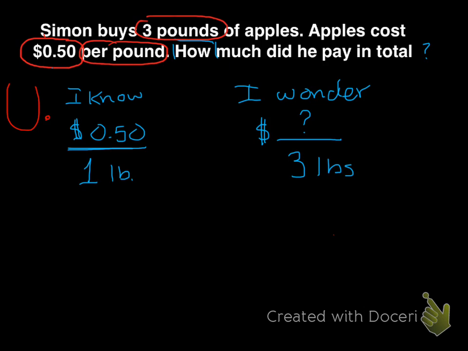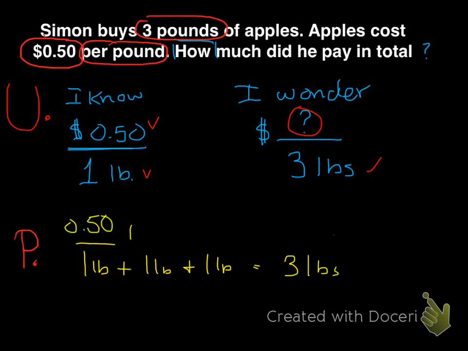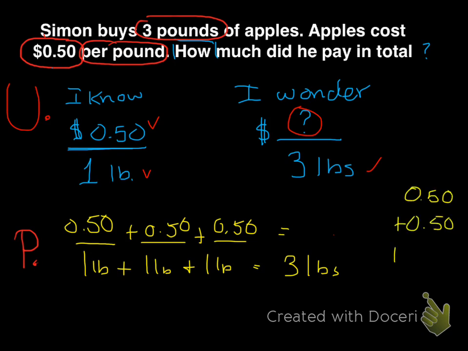Now I just have to figure out, I need a plan. I need to figure out my plan for turning the 1 pound into 3 pounds and finding out how much money that will be. So we're going to start thinking about, how do I change 1 pound into 3 pounds? Well, I could just add them all up. 1 pound and 1 pound and 1 pound. Imagine him going to the store and buying 1 pound of apples. That would cost 50 cents. And then he buys another pound of apples. That would cost another 50 cents. And then he buys another pound of apples. That would cost another 50 cents. We could solve the problem that way, right? Okay, let's try it. Let's add them all up.